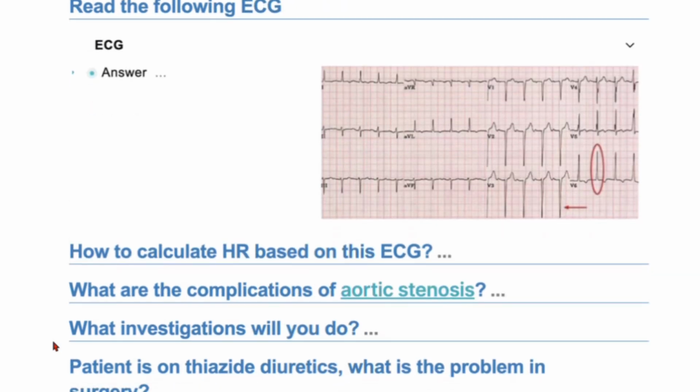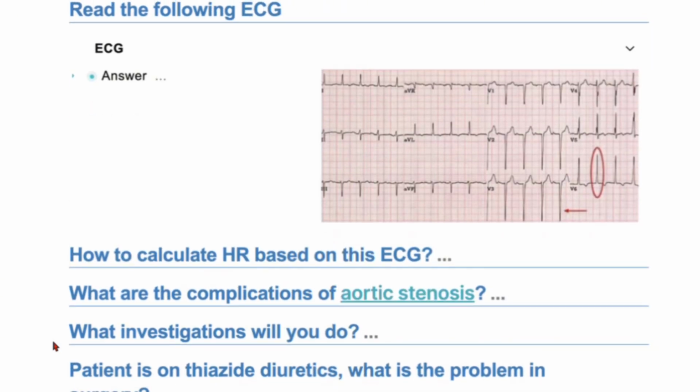What investigations will you do for this patient? So given that this is an ejection systolic murmur, I would like to do a 2D echo. This would allow me to assess the ventricular filling and see if there was a filling defect as well. It would also allow me to assess the patency of the valve to see if it was either a congenital cause or due to calcification. I'd also like to do some baseline bloods for this patient, including a full blood count, LFTs and CRP, to see if the cause of the aortic stenosis could be post-inflammatory, such as rheumatic disease. This patient is on thiazide diuretics.